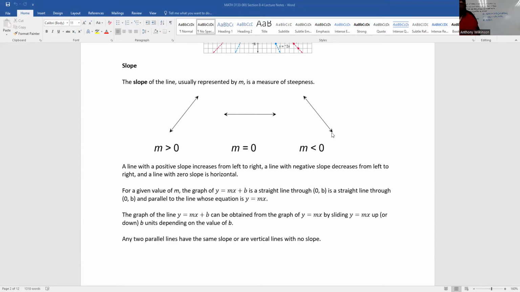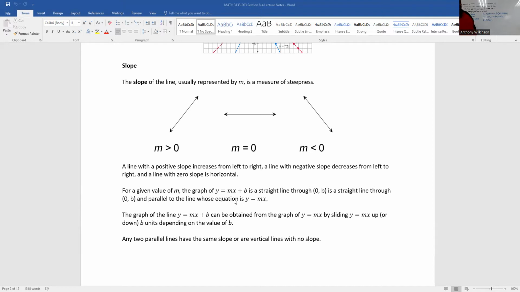Now, a line with a positive slope, as I mentioned, increases from left to right. Negative slope decreases from left to right. A line with a zero slope is horizontal. Now, for any given value of m, which is the notation we use for slope, the graph of the line y equal mx plus b will be a straight line through 0, b. And it's going to be parallel to the line whose equation is y equal mx.